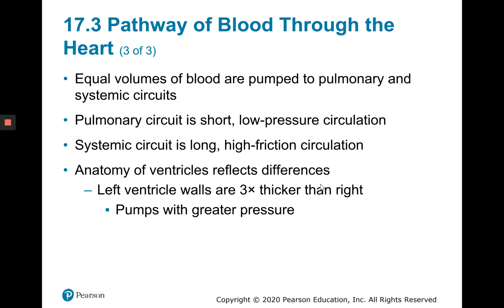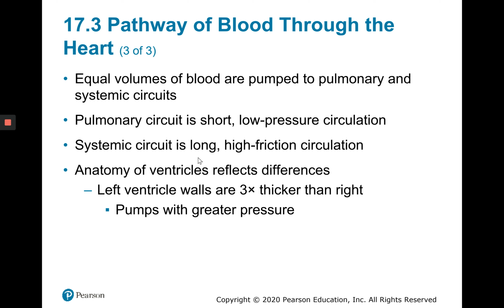Well, the reason that there are equal volumes of blood pumped to pulmonary and systemic circuits is all the blood pumped to your body tissues will become deoxygenated, need to be pumped back to the heart and then to the lungs. So we will need to re-oxygenate all the blood that had been to the tissues. So even though the pulmonary circuit is short and the systemic circuit is long, there's equal volumes of blood pumped through both.